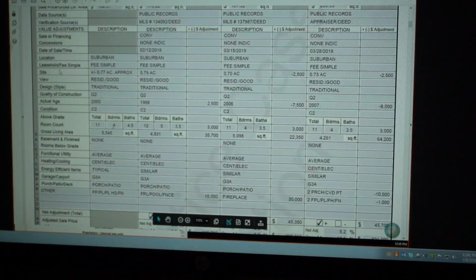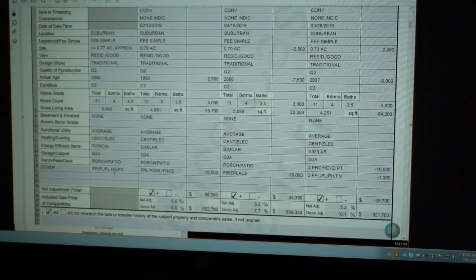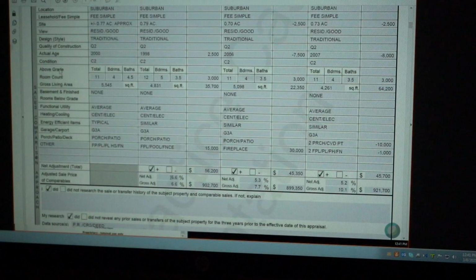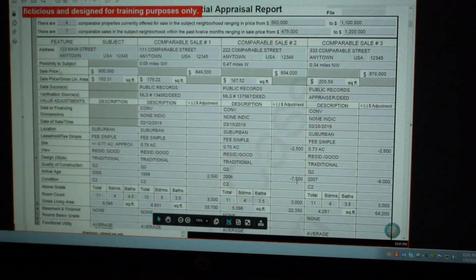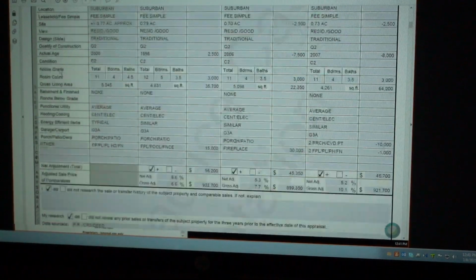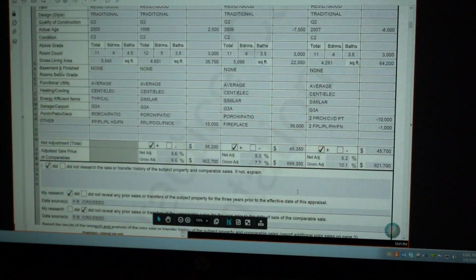Most of the properties are within 5,000 square feet, 4 bedrooms, 3.5 bath, or 4 bedrooms, 4.5 bath. So no issue there. The adjustments we talked about should not be over 15 and 25 for net and gross adjustments. In this case, we don't have anything over 15 and 25. Make sure that the value for this property, $900,000, is bracketed and supported. In this case, it appears to be, so you don't have any issue there.